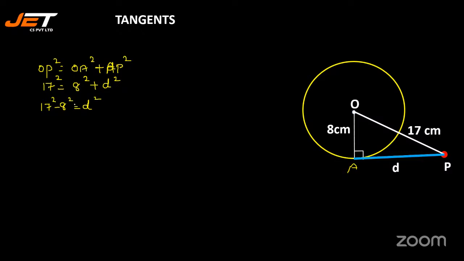Fine. So now what is 17 square? 17 into 17 is 289 minus 64 is d square. So d square becomes 225. d will be the square root of 225, which is 15. Let us always consider only the positive.